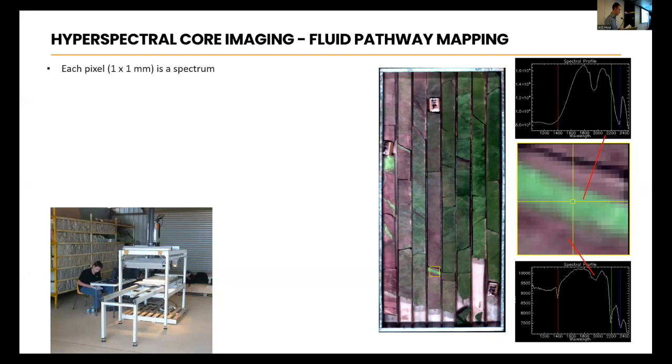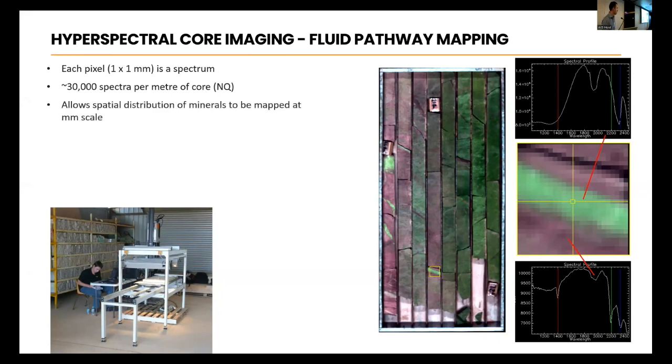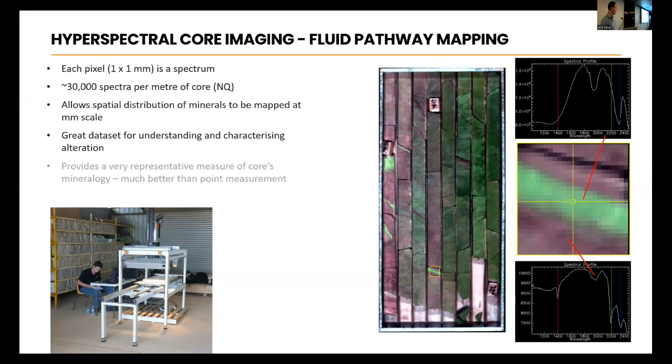It's just another example. We're still going to stick with image data. And we're going to zoom in at a much finer scale because this is now hyperspectral core image data. In each case, the pixel is 1 millimeter in size. So we've got about 30,000 spectra per meter of NQ core. It allows the spatial distribution of minerals to be mapped at that millimeter scale. It's a fantastic data set for understanding and characterizing alteration.